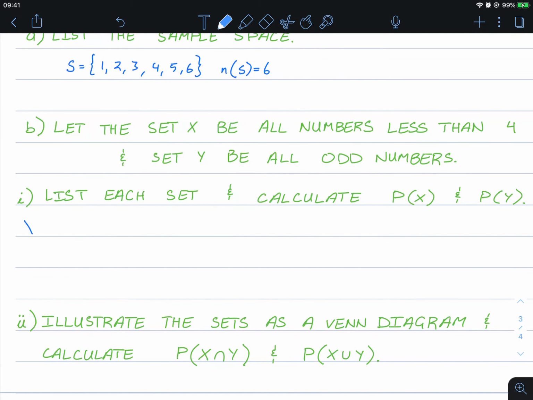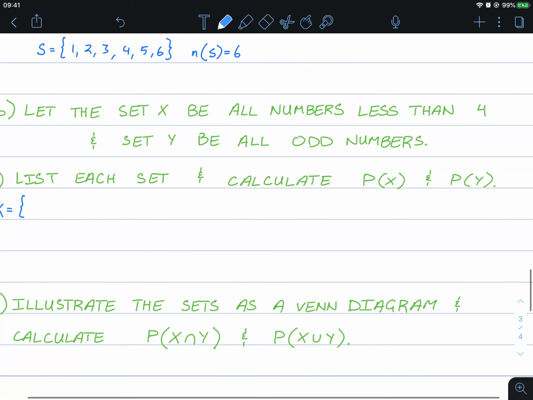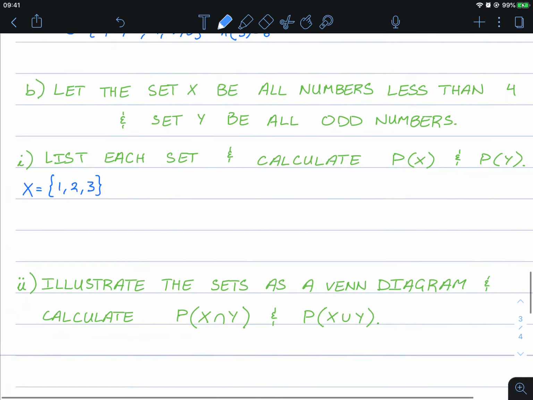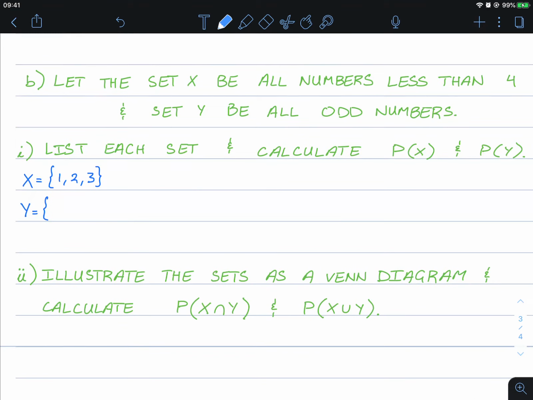So X, listing these, it said all numbers less than 4. So it's going to be 1, 2, and 3. The list of Y, all odd numbers. All odd numbers are 1, 3, and 5.